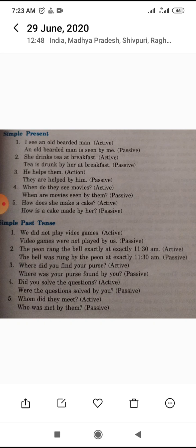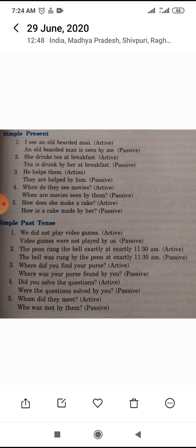When do they see movies? This is the active voice, and the passive voice is: when are movies seen by them? So you can find that this sentence is interrogative. In interrogative sentences, we have to remember that the passive voice is also to be framed as an interrogative sentence.